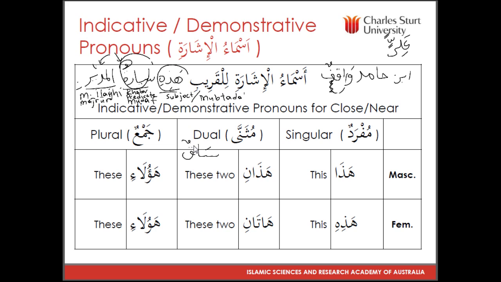Singular object. هذه. This is a سيارة. This is the teacher's car. وتلك سيارة المدير. And that is the principal's car. Okay, this is the teacher's car. هذه. وتلك, that is the principal's car.